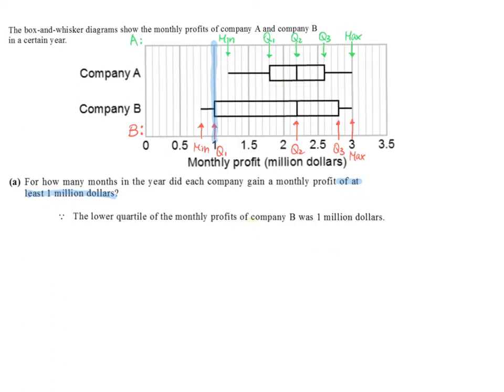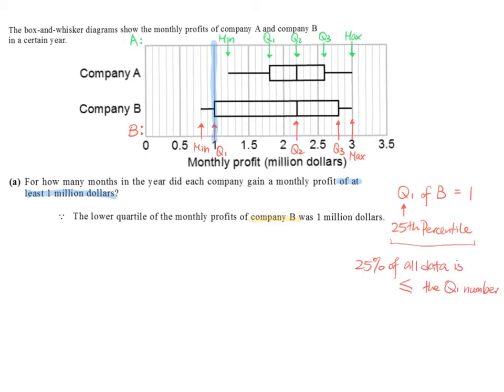Now let's look at company B. Q1 of company B is right at 1 million. But remember, Q1 has another name. We call that the 25th percentile. What is the 25th percentile? Just remember, the 25th percentile actually means 25% of all data is less than or equal to this Q1 number.